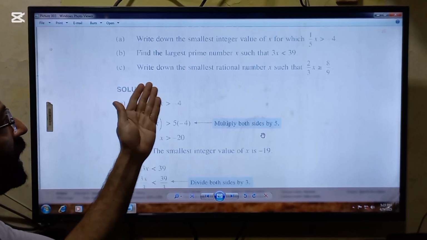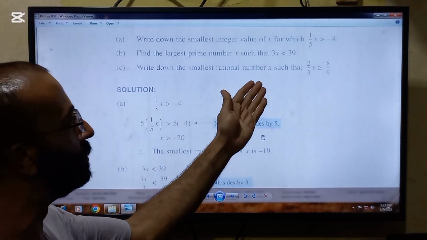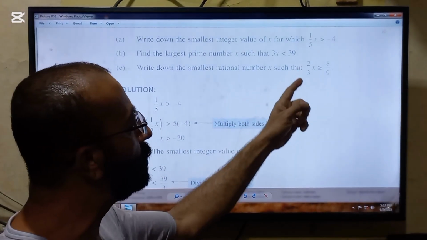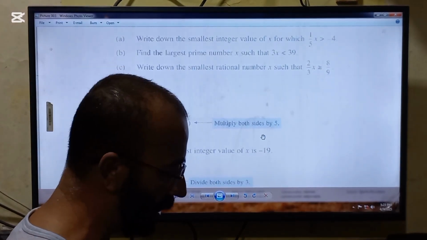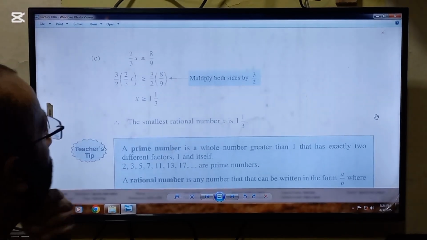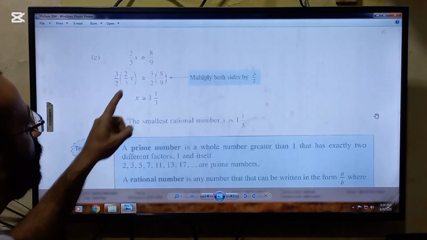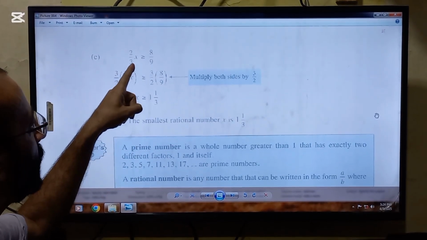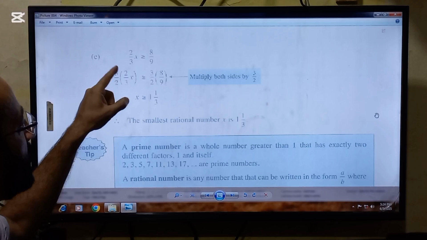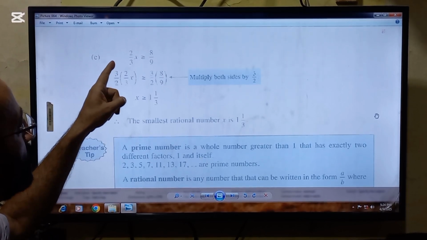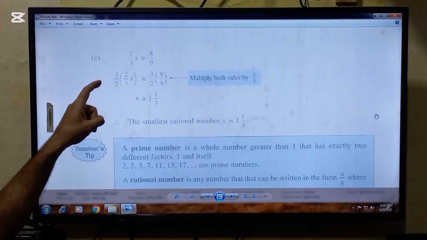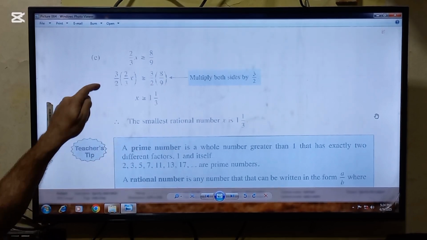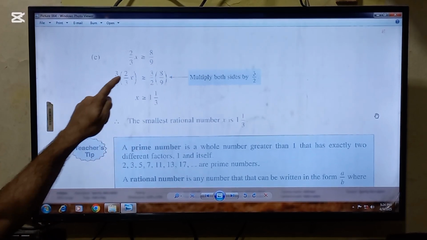Here is the next question. Write down the smallest rational number x such that 2 by 3 x is greater than or equal to 8 by 9. So we are going to solve this question now. We do not want 2 by 3 with x. So to eliminate it, we want to multiply this value with 3 by 2, because 3 will be cancelled by this and 2 will be cancelled by this.